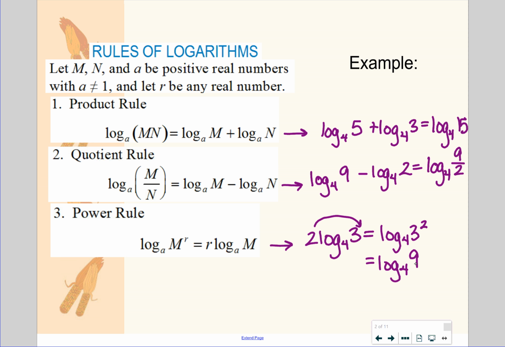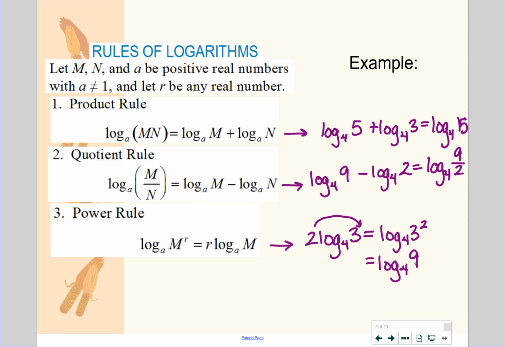Okay, so those are our 3 log rules. If you're adding, you multiply to combine them together. If you see subtraction, you divide to combine them together. Again, just like our exponent rules, multiplication and addition are friends, subtraction and division are friends. And then if you have an exponent, you can move it down in front, or if you have a number in front, you can move it to the exponent. Okay, everybody have what they need here?